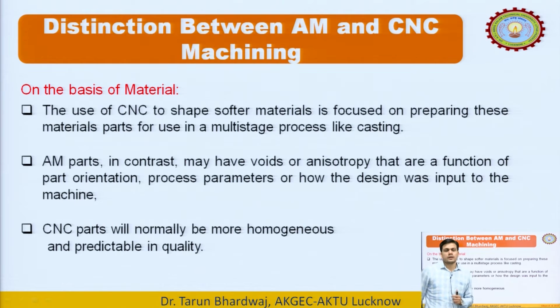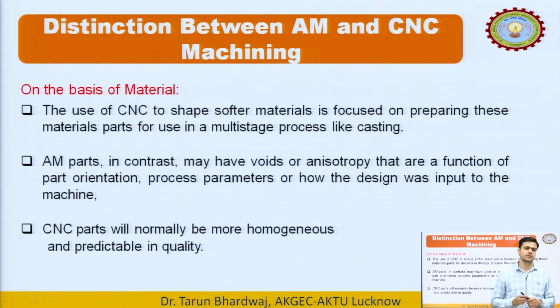Okay. The use of CNC to shape softer material is focused on preparing these material parts for use in multi-stage processing like casting. Suppose you have to create any object or 3D model. What you used to do is first have the casted part with you, and after that you machine that product. Okay. So, there are a number of stages in CNC machining, but in additive manufacturing you have only a single stage.